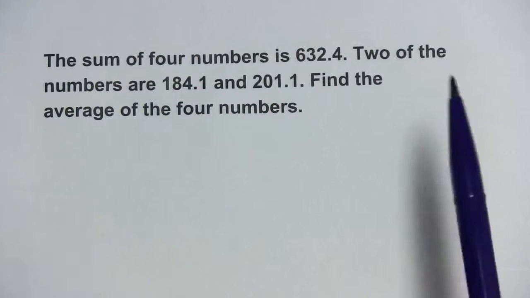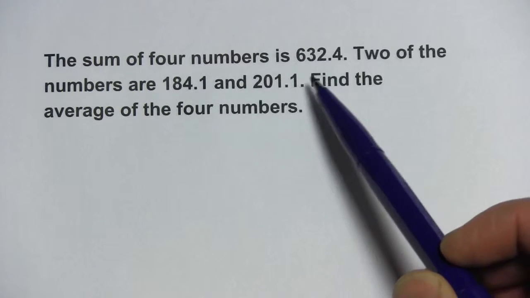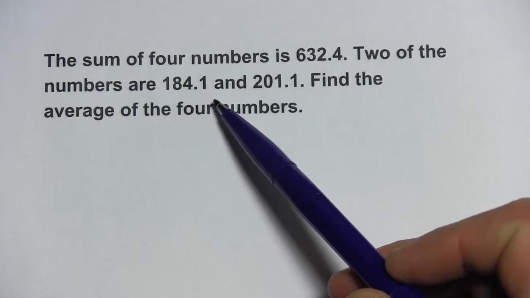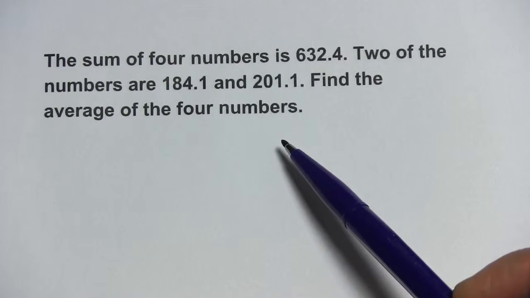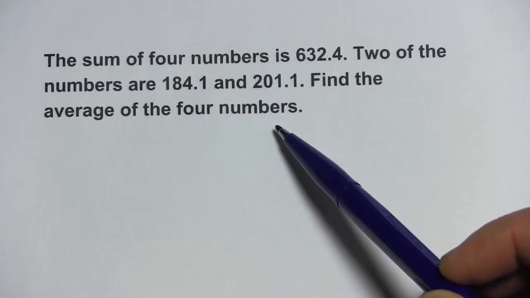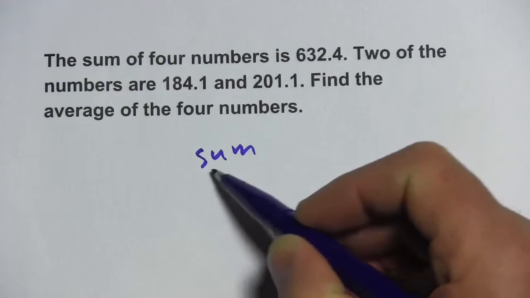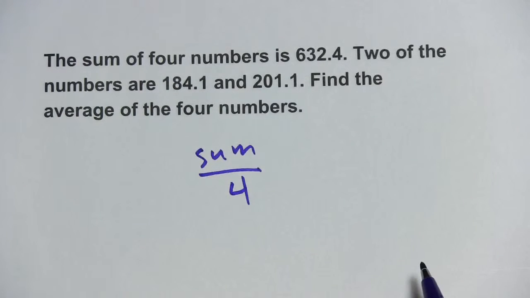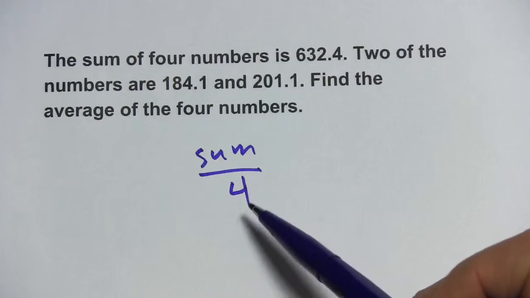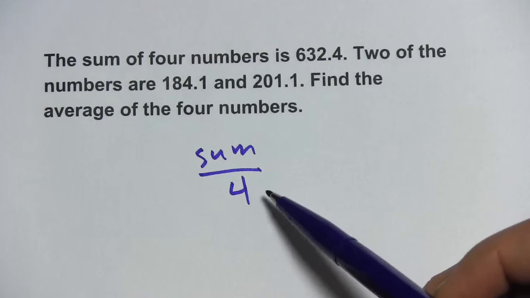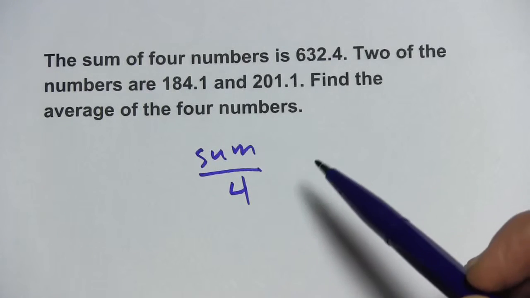So this one says, the sum of 4 numbers is 632.4. 2 of the numbers are 184.1 and 201.1. Find the average of the 4 numbers. To find an average of 4 numbers, you take the sum of those numbers and you divide by 4. It doesn't matter what the numbers are, as long as you got them all added together and divide by 4 in this case, because that's the number of numbers, you're going to get the average or the mean.